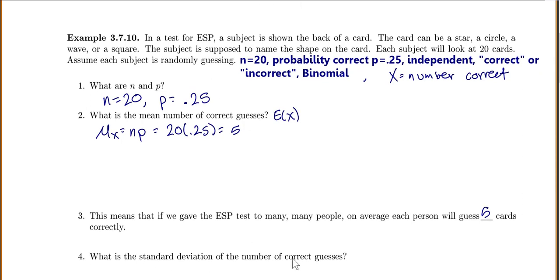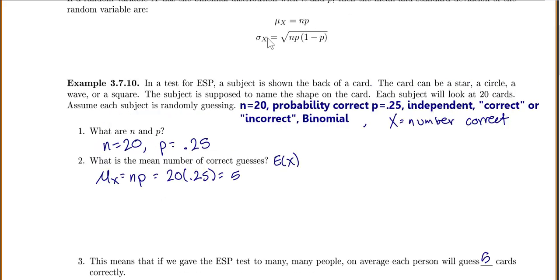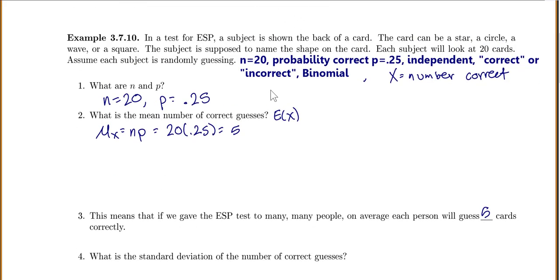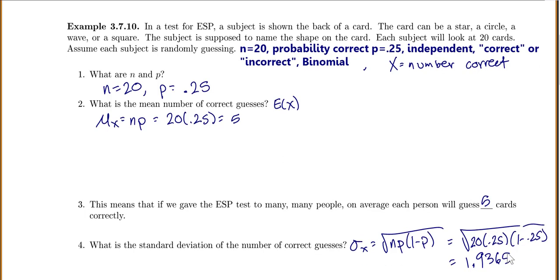So what's the standard deviation of the number of correct guesses? For this, all we do is plug into our formula: the square root of n times p times 1 minus p. So the square root of 20 times 0.25 times 1 minus 0.25, which gives me 1.9365.